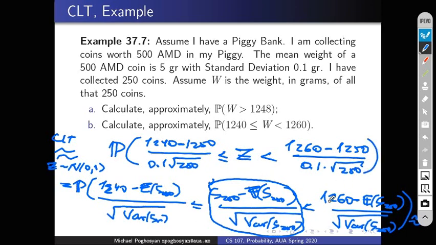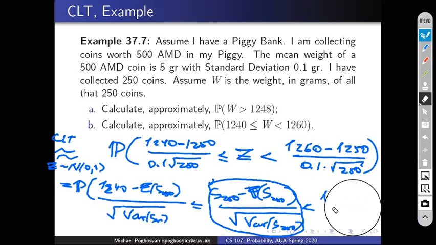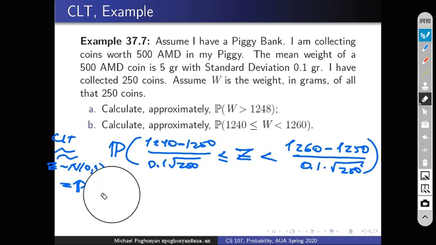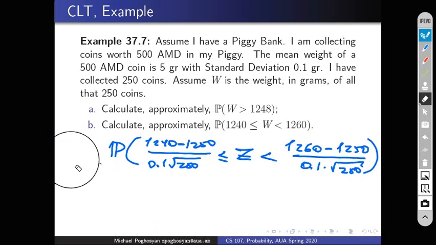This is the approximation of this probability. Now we can calculate this last probability. Because z is standard normal, I just need to calculate the left and right side numbers.